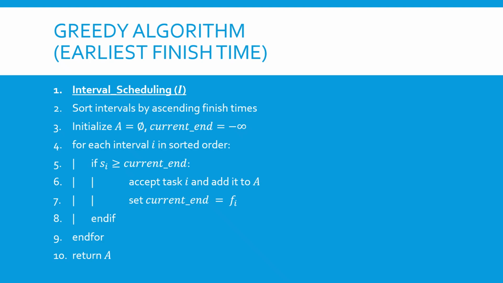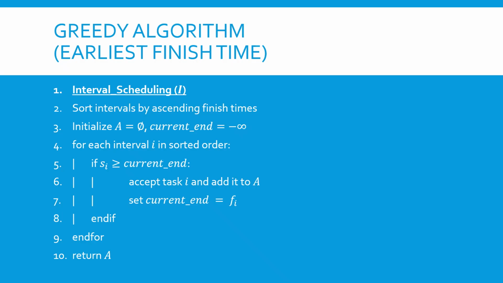In the for loop beginning at line 4, we examine each job in sorted order. For each job, we compare its start time with current end. If the job start time is greater than or equal to current end, then it does not overlap with the last accepted job, and we can accept it. We add the job to A and update current end to the job's finish time.